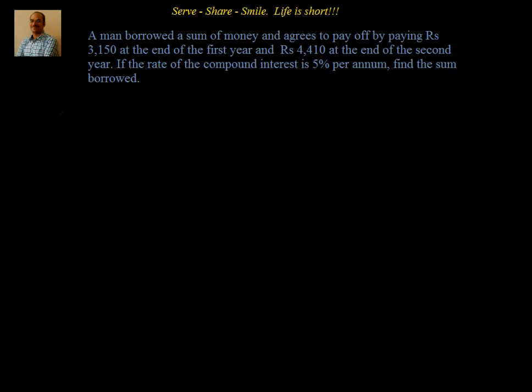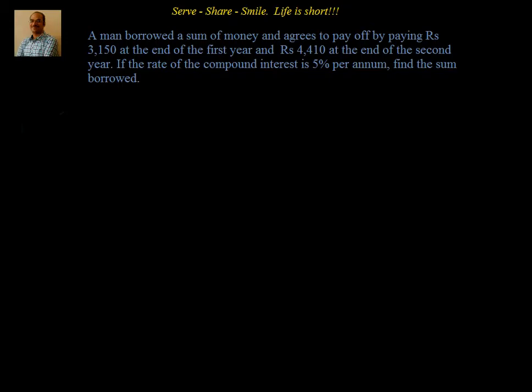Let us look at this interesting example related to compound interest as part of 10th grade syllabus commercial mathematics. A man borrowed a sum of money and agrees to pay it off by paying 3150 at the end of the first year and 4410 at the end of the second year. If the rate of compound interest is 5% per annum, find the sum borrowed.